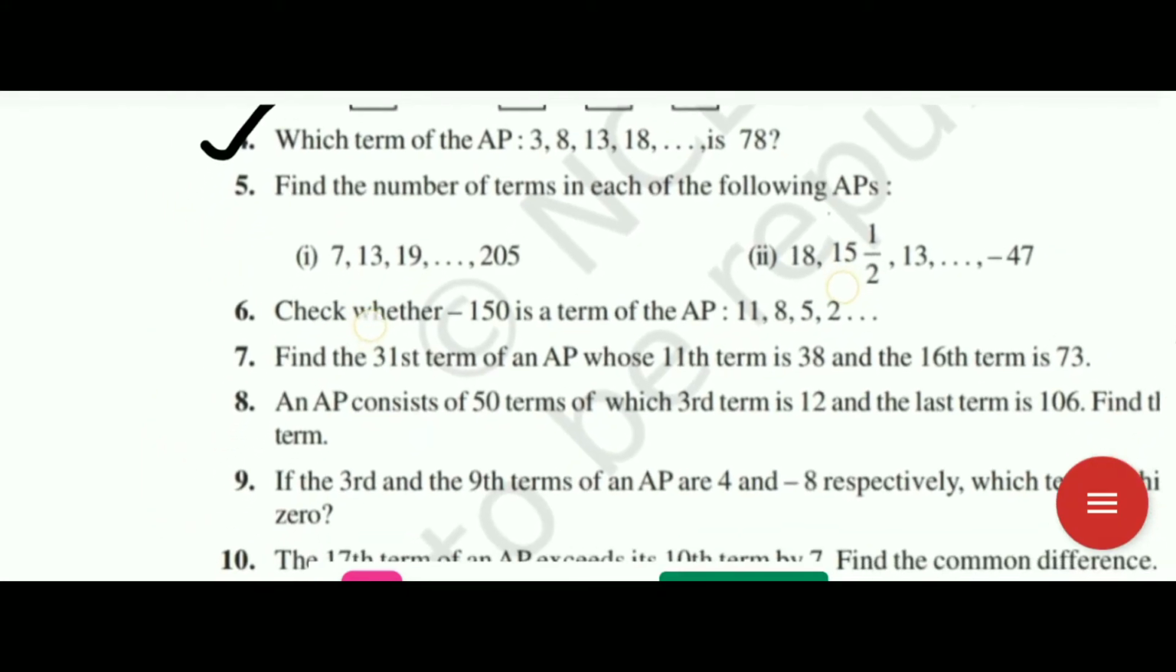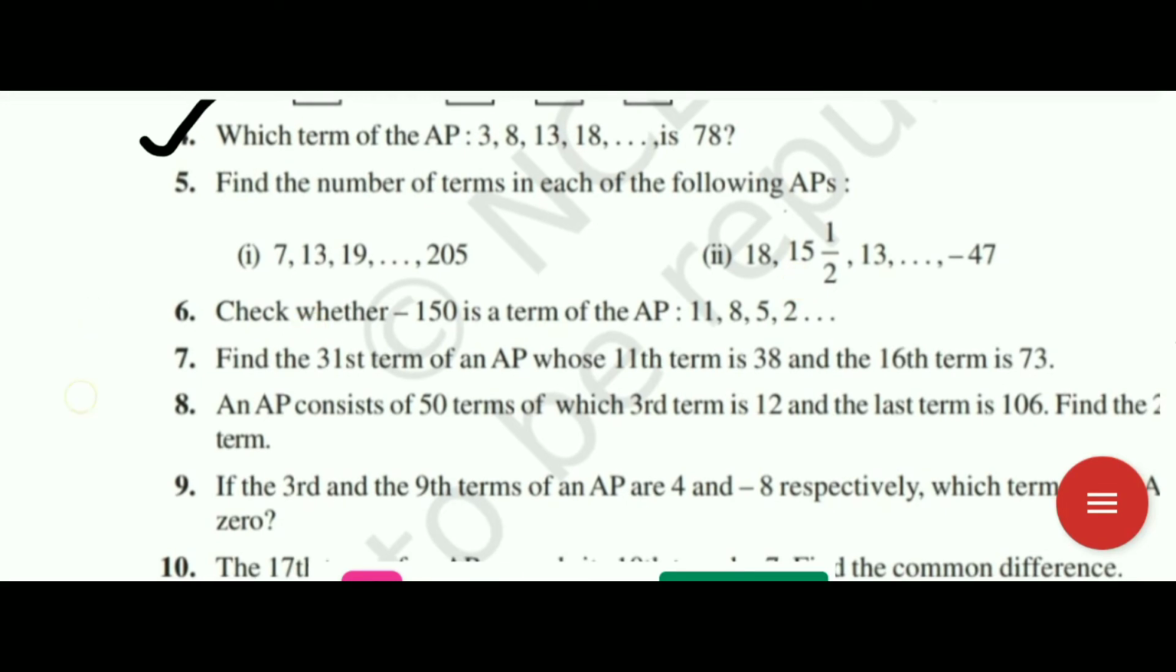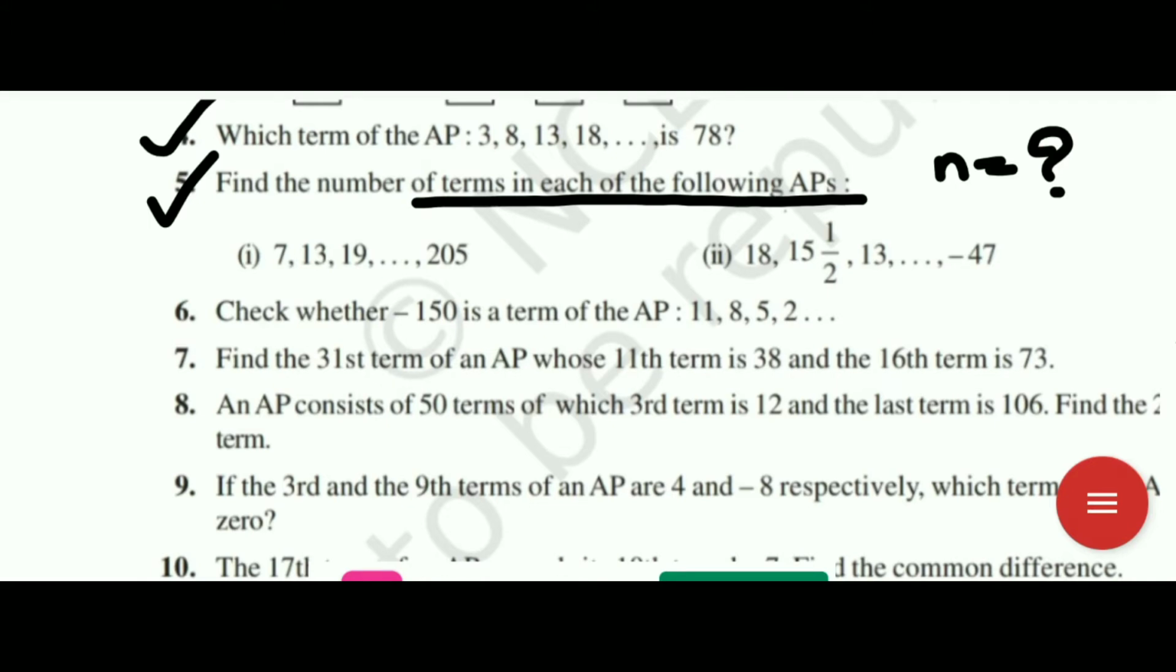Now come to the next, the fifth one. Find the number of terms in each of the following APs. You need to find the number of terms, which means you need to find n. Take the first sub-question: 7, 13, 19 till 205. That means from 7 to 205, how many terms are there between these? That is what you need to find.